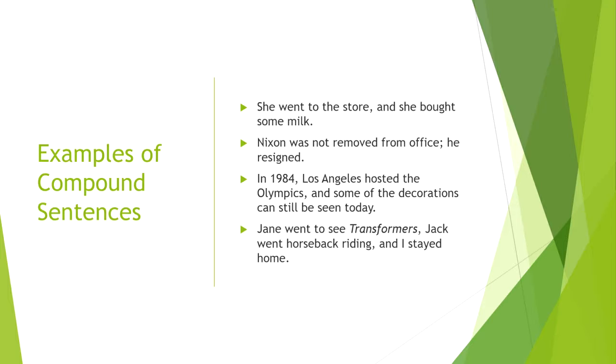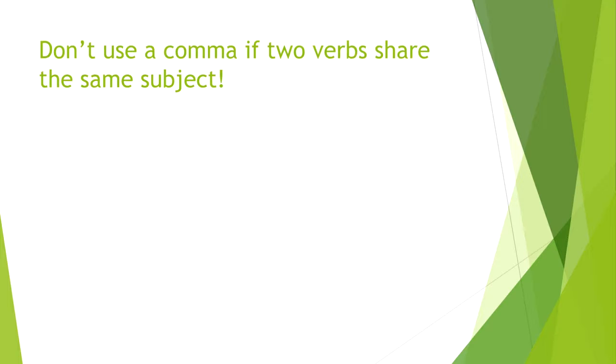And here's another example of when you might have more than two, three, four, who knows, possibly even more, independent clauses joined together. In that case, we have Jane went to see Transformers, Jack went horseback riding, and I stayed home. All of those are independent clauses that can stand alone, but they have all been joined together. And notice how you use the commas. It's a lot like the series comma, it works the same way.